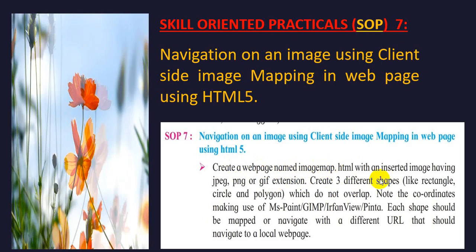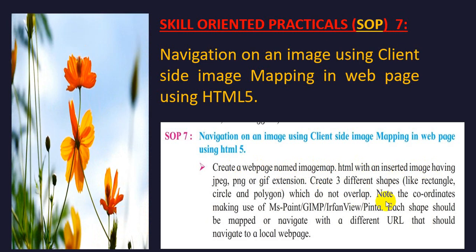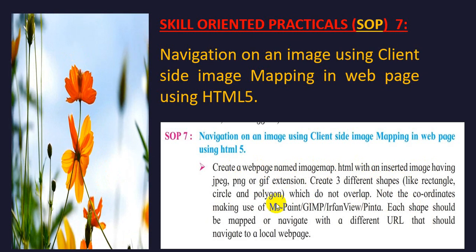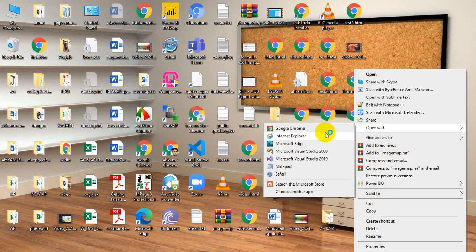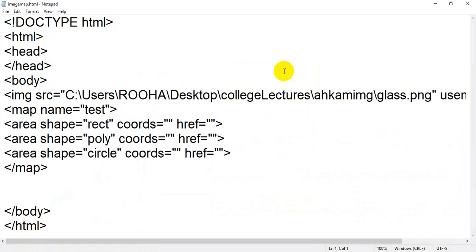Now we will note down the coordinates of that particular shape. We have created rectangle, polygon and circle. So I just want to show you the file which we have created. The file name was imagemap.html. Let me open it in the Notepad application so you will see what we have done in our previous lecture.